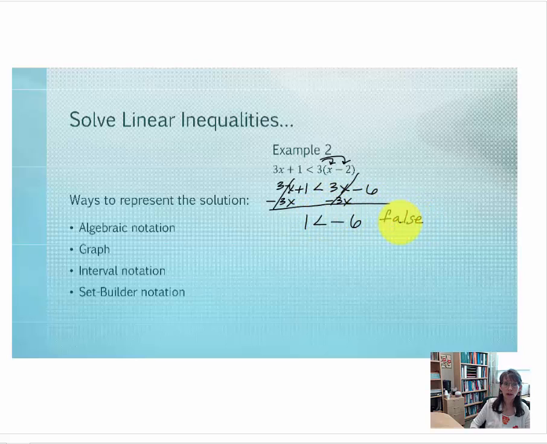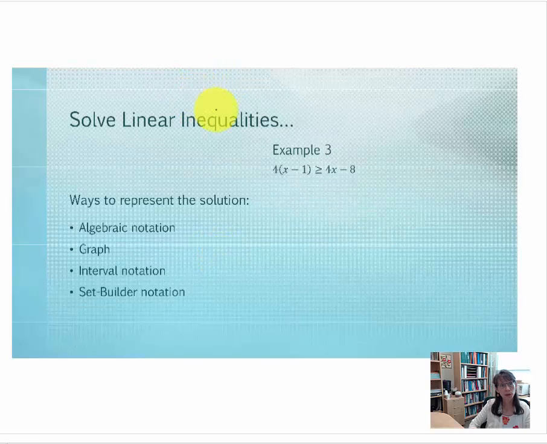So when you end up with a false statement, notice we don't have a variable remaining, so there's no way to write the algebraic notation. There isn't any. For the graph, if there are no solutions, you can draw the number line but shade nothing. The interval doesn't exist because there are no solutions, and the set builder doesn't exist. So really the only thing we can determine here is that there are no solutions, therefore the graph remains empty.